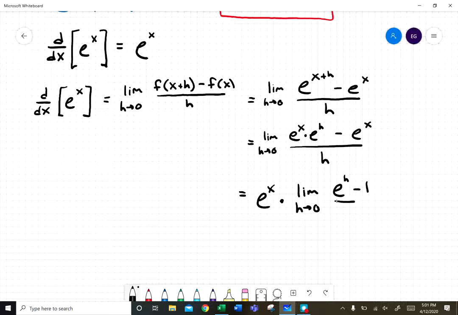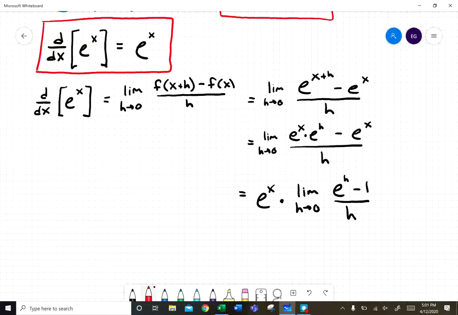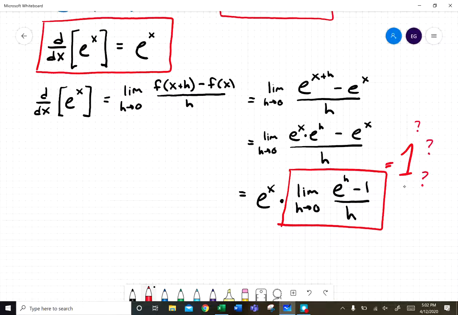minus 1 over h. Now, if we're proving this derivative formula for e, we have to show now that this limit is equal to 1. But right now, it's still a question.